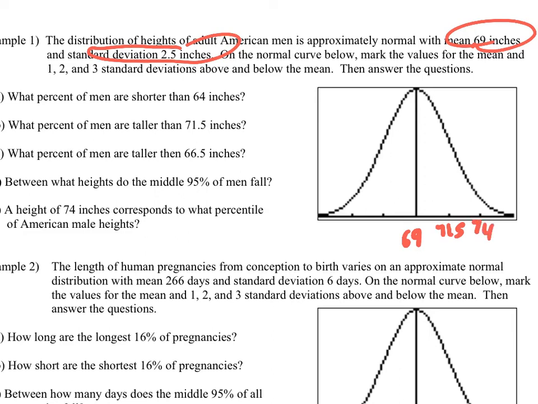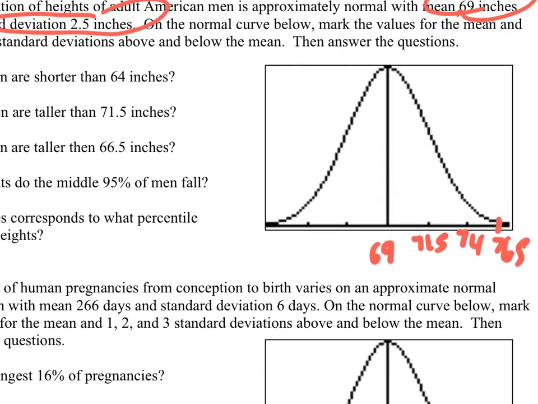74. 74. And to the third one? That's to the right. Now I've got to go to the left. 69 minus 2.5.